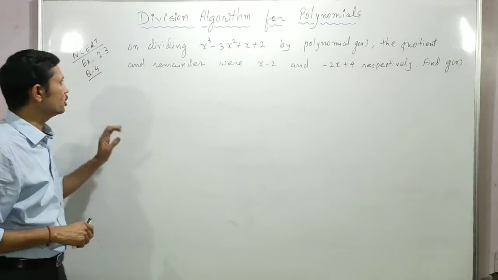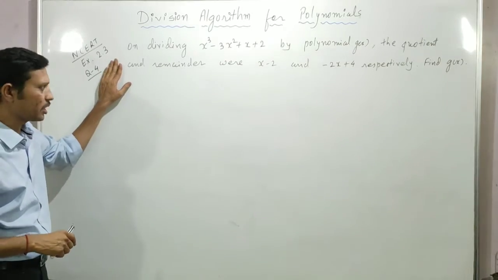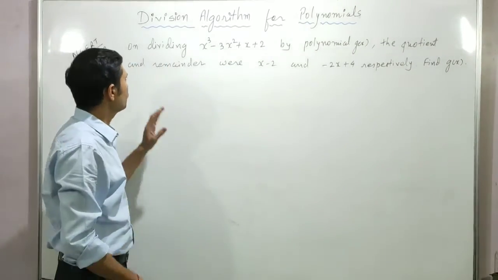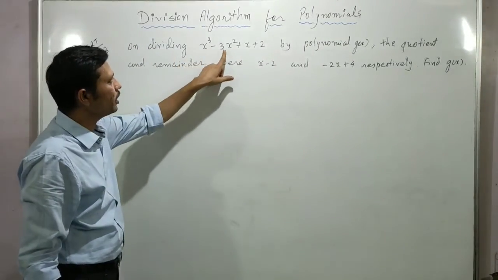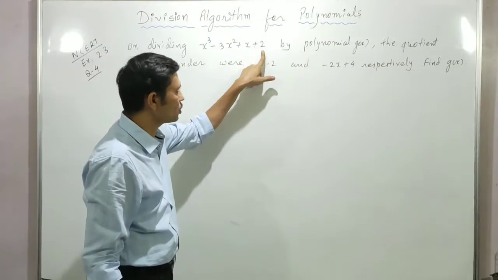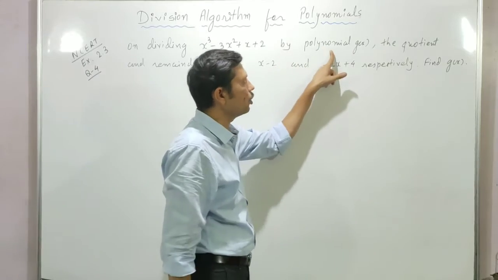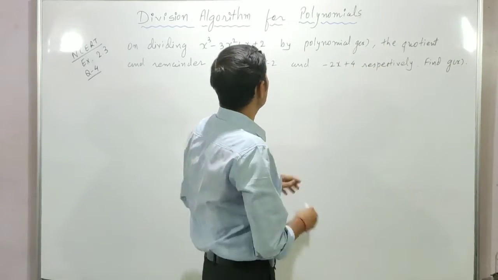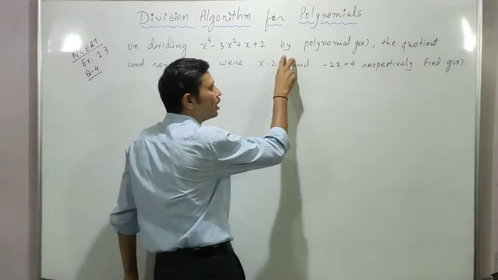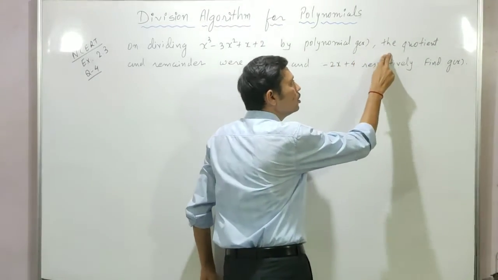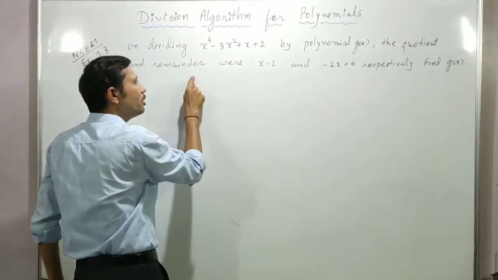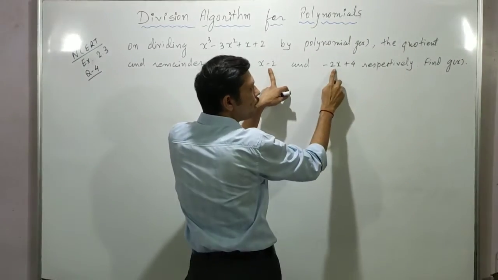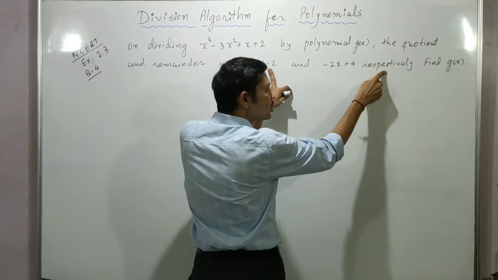Okay, bachcho, now we will take question number 4 of our exercise 2.3. पहले क्वेश्चन समझ लेते हैं अच्छी तरह से. On dividing x cube minus 3x square plus x plus 2 by polynomial g of x, we don't know about the polynomial g of x, but when I divide this polynomial by g of x, the quotient as well as the remainder both are given. It's x minus 2 and minus 2x plus 4 respectively.